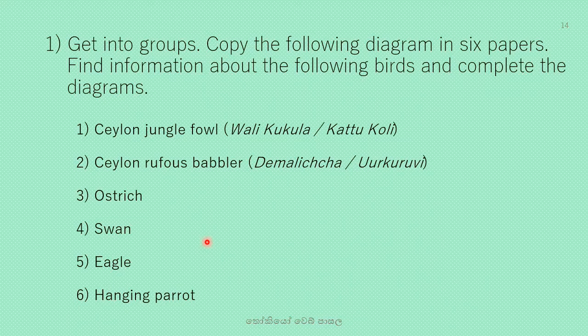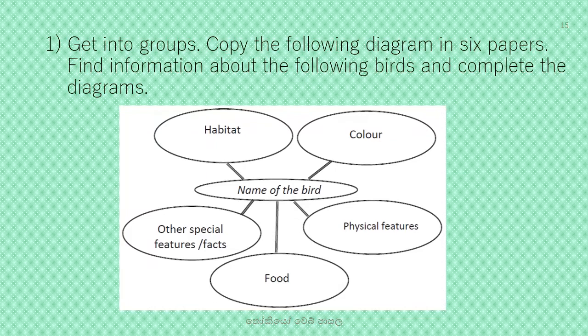So you can use any source. You may use the internet or any books which you have which contain information about birds, and see who these birds are. And you need to write the information related to these 6 birds according to the diagram given below in your book. So this is the diagram given to you in the book. Let's see what you will have to write.